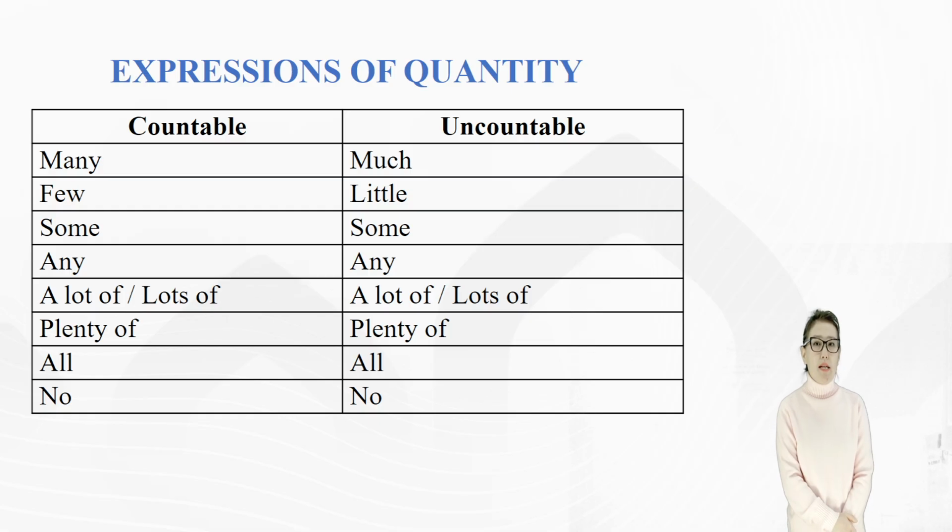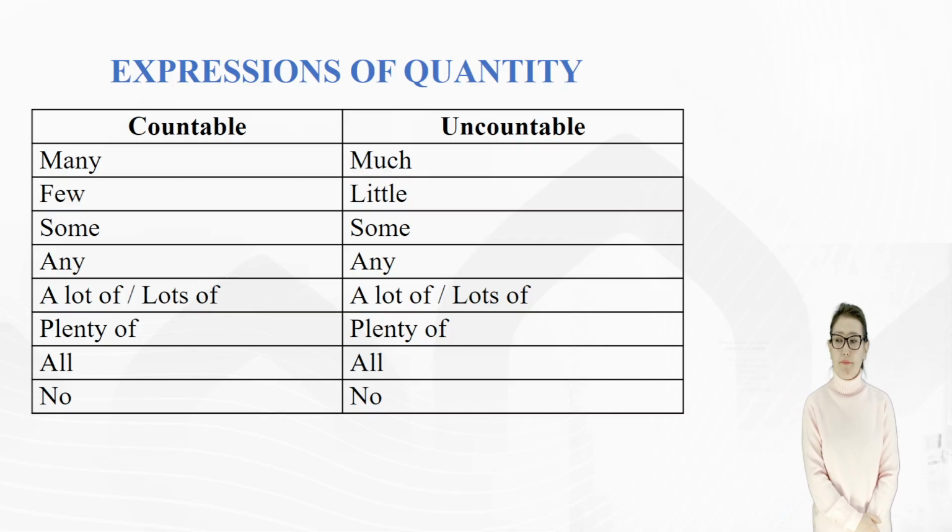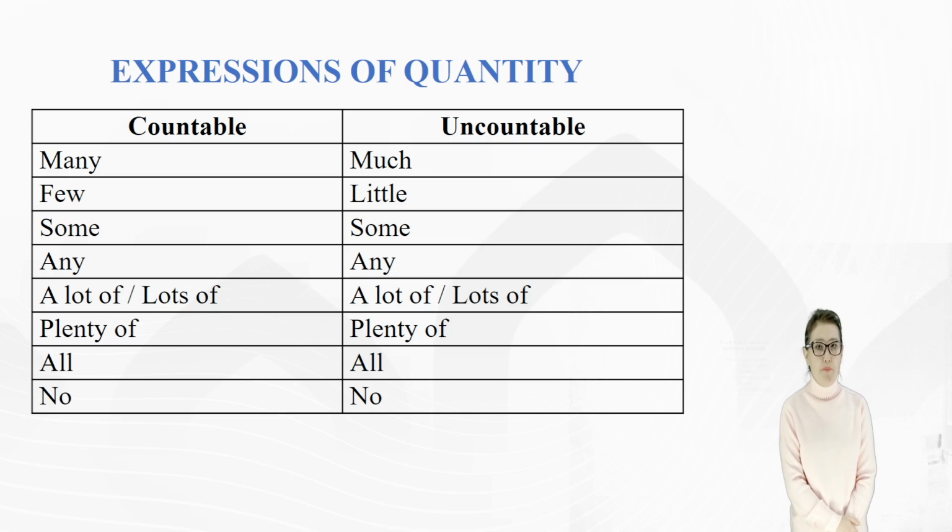Now we will discuss expressions of quantity. Do you know what quantity means? First, some is used in positive sentences with countable and uncountable nouns. Example, some apples were bought.